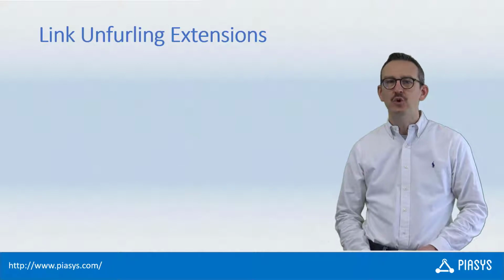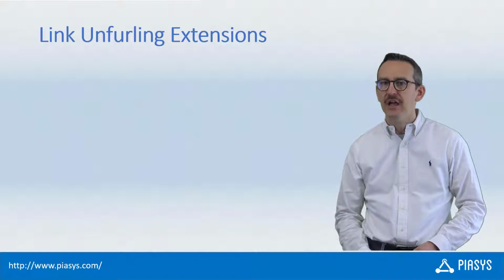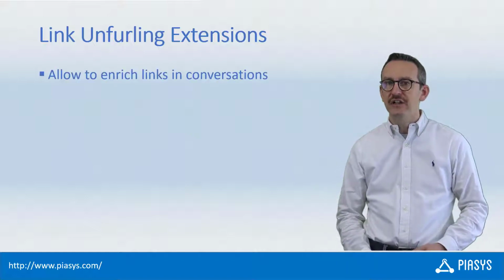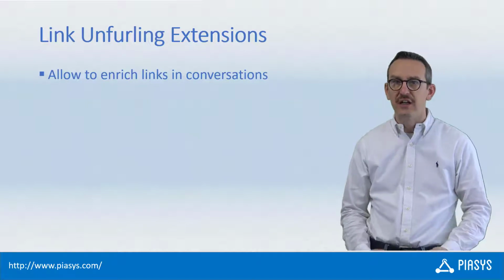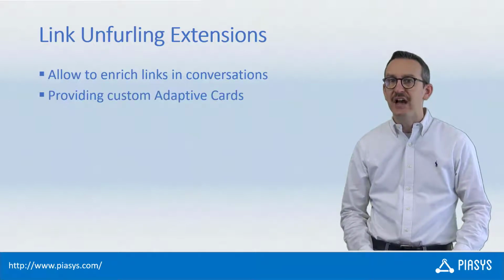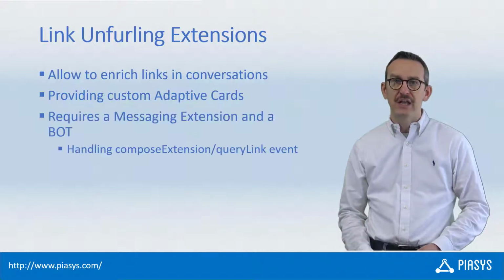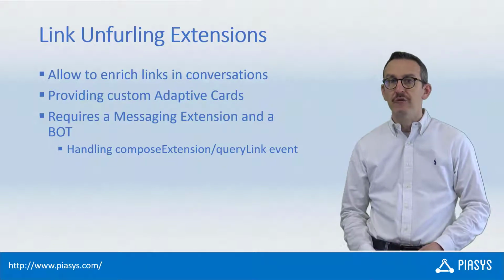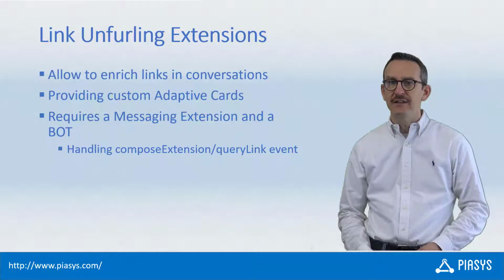This week I want to talk with you about how we can create Link Unfurling extensions for Microsoft Teams using the Teams Generator version 3. A Link Unfurling extension is an extension that allows us to replace or enrich a link written inside a conversation, so a chat or a channel, with an adaptive card which will add additional information on top of the bare link. In order to do that, we need to create a messaging extension and to register a bot for Microsoft Teams. And inside the bot, we need to manage the query link event.